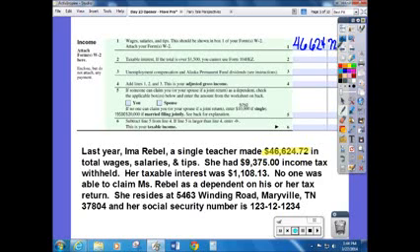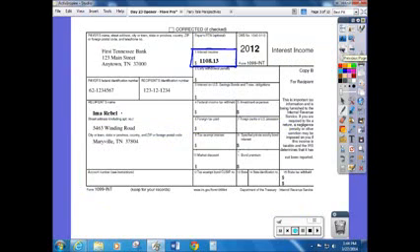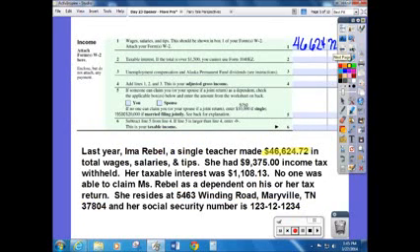Line 2, taxable interest. That is interest that is paid to you by the bank. We find that on our 1099-INT box 1, $1,108.13. We also have it in our instructions here. Taxable interest was $1,108.13. Unemployment compensation. It doesn't say anything in our instructions, so we're going to say that that is 0.